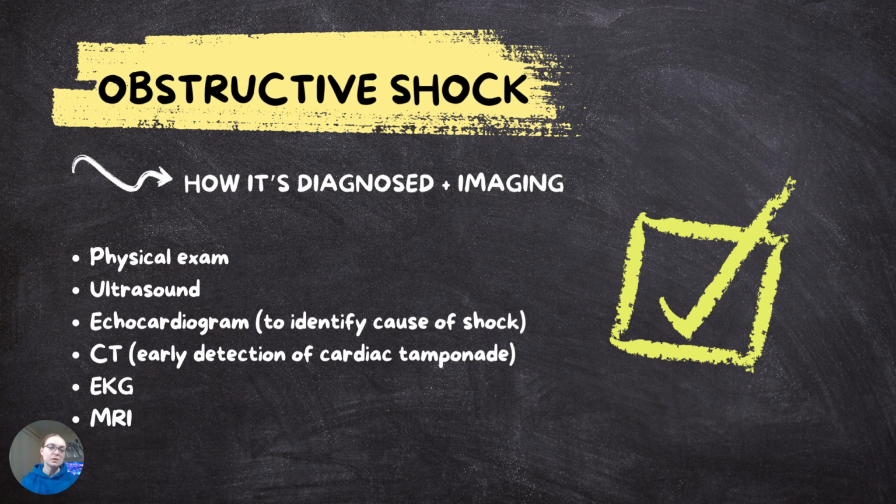How do we diagnose obstructive shock and what kind of imaging do we use? So of course, we're going to have our physical exam. Like always, we're going to look for all of those signs and symptoms that we just listed, as well as look at an ultrasound, see if there's any fluid where fluid should not be. We're going to do an echocardiogram to identify our cause of shock. And we're going to perform a CT as early detection of cardiac tamponade. We'll do an EKG and an MRI if needed.